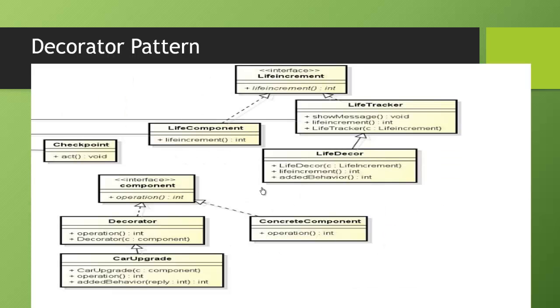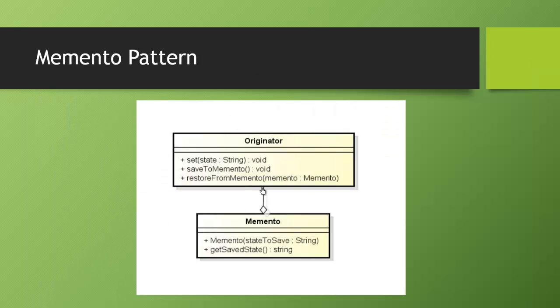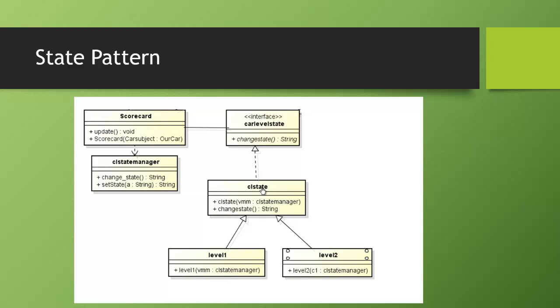Next, we have the decorator pattern where we provide the functions of car upgrade and an added life, with the car upgrade and life decor being the concrete decorator classes. Next, we have the memento pattern where we store the state of the car as it crosses the checkpoint into the memento, and once the car collides we restore it from the memento. So this helps us maintain the state of the car.